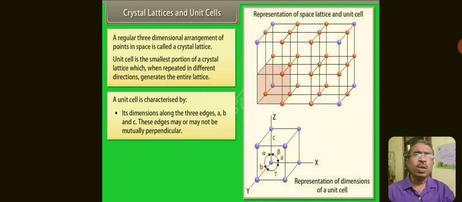Here I have shown a crystal lattice or a space lattice. The space lattice contains a large number of repeating units, and that repeating unit is also shown here, which is called the unit cell. This unit cell has the crystal axes, shown below as a, b and c, and also the interfacial angles alpha, beta and gamma.